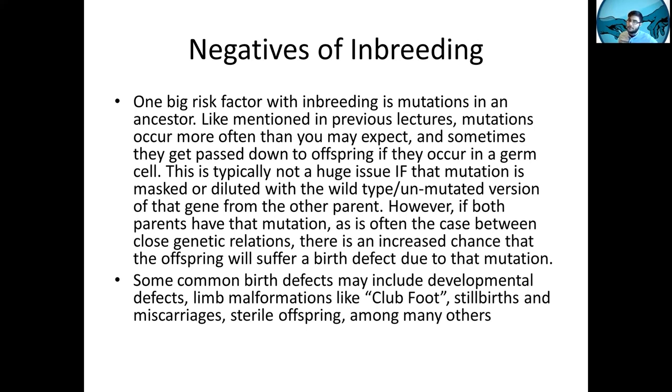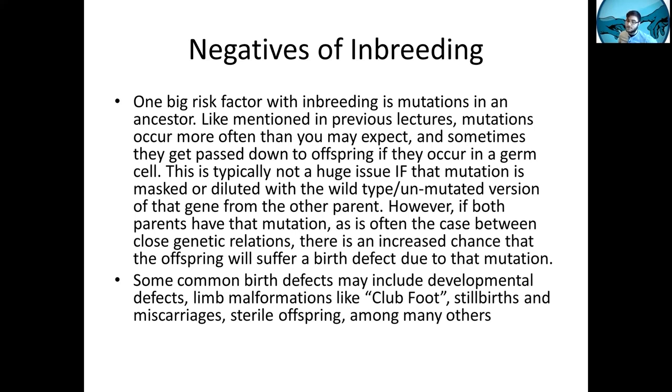But if you have a mutation that occurred in a germ cell, for example in your sperm, and then that was used to create a child, that child would then have that mutation that occurred in you, right? And this is why we do genetic analysis to determine which people have mutations that they could pass down to their kids.